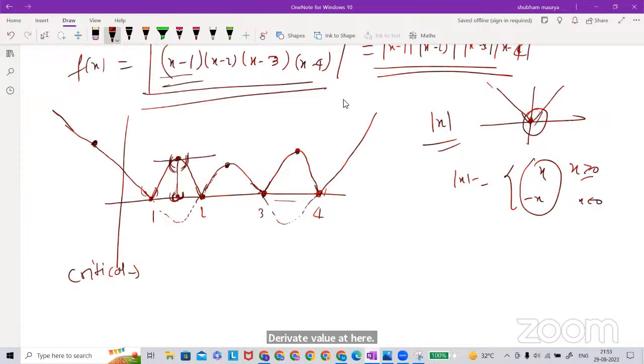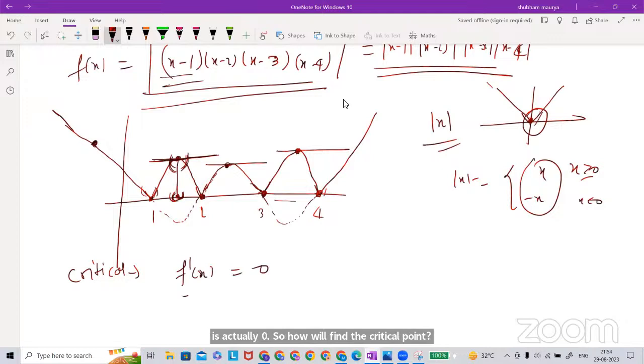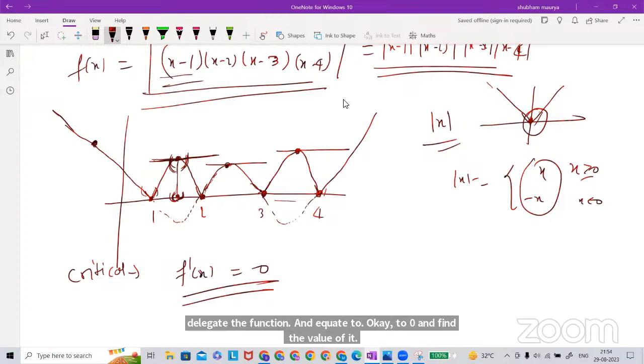The reason is, if you see the slope here, the derivative value is actually the slope. At that point, if you check, the slope is actually 0, because the tangent will be parallel to the x-axis. So how do we find the critical point? Just differentiate the function and equate to 0, and find the value of x. That is going to be the critical points.